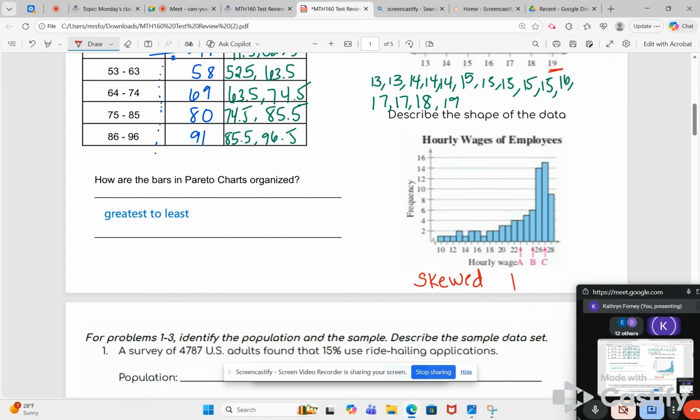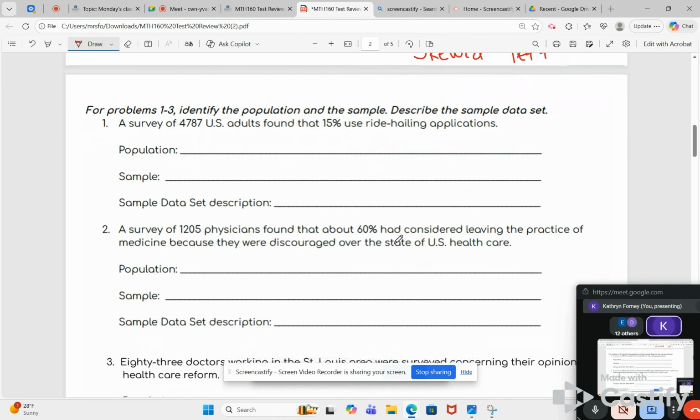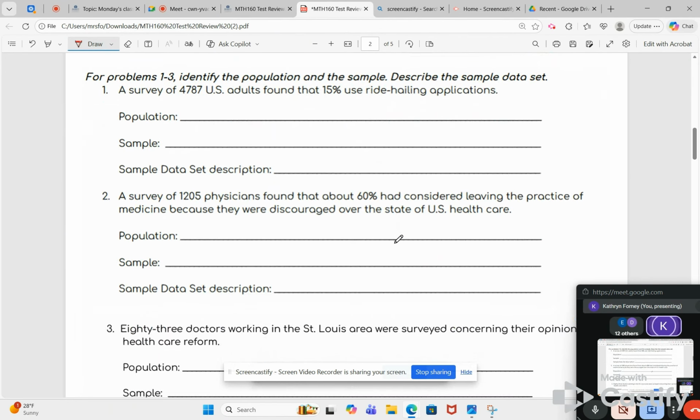It is skewed left. The tail is to the left, so it is skewed left. And so you just always have to ask yourself, where is it dragging off to? It's dragging out to the left. All right. So that is what you'll see as far as looking at graphs, histograms, and types of graphs.